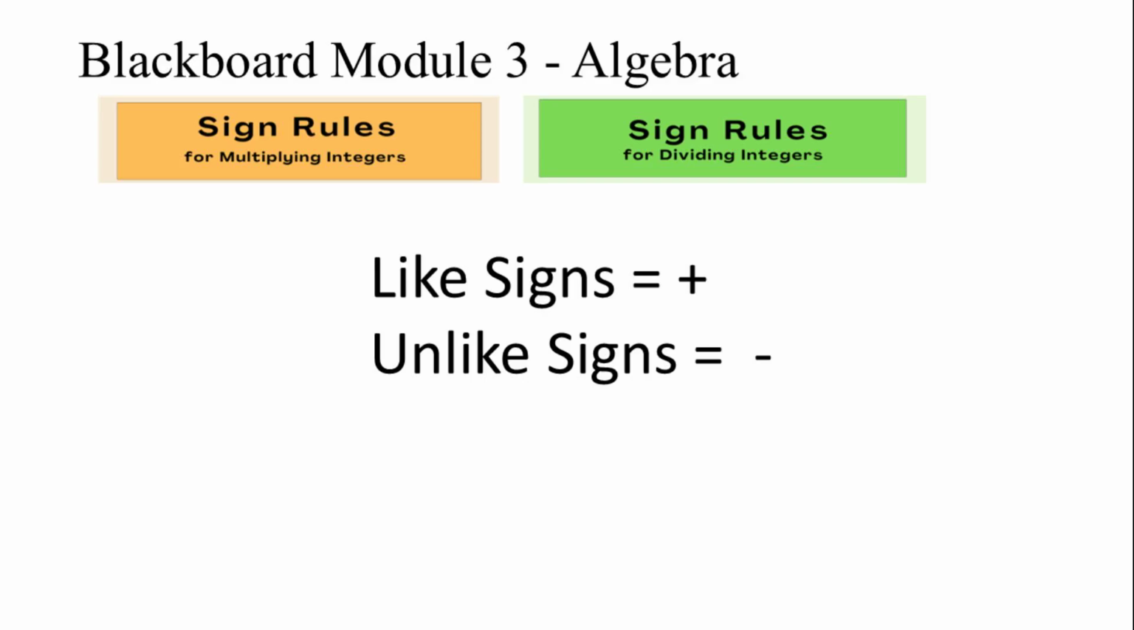In Module 3, we will review the sign rules for multiplying and dividing integers. Remember that when you multiply or divide integers, like signs produce a positive result, while unlike signs yield a negative result. If you haven't yet mastered the rules for integers from your previous math classes, please take the time to review the additional resources available in the Blackboard Module 3 folder. Additionally, make sure to spend extra time practicing in ALEKS.